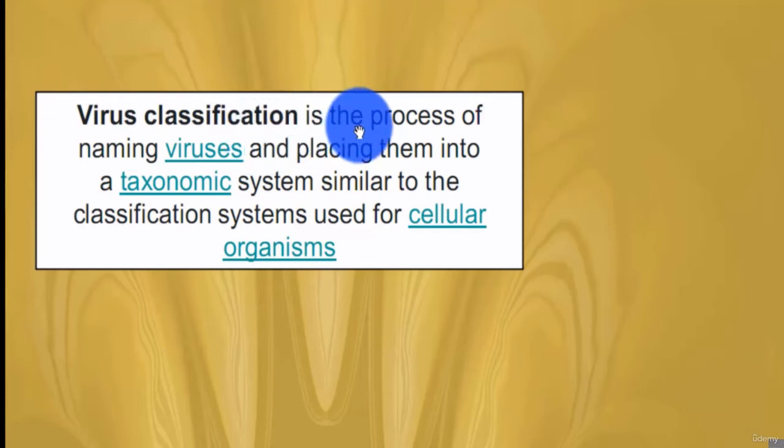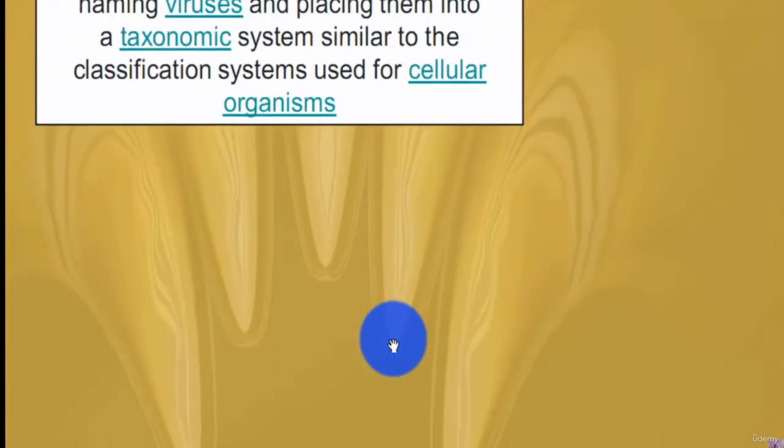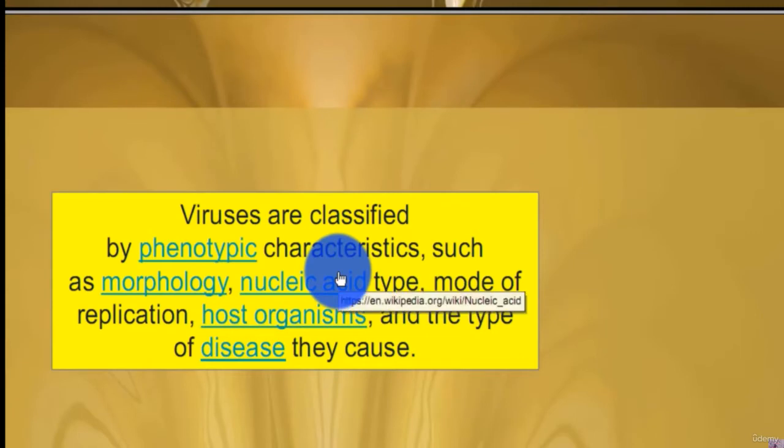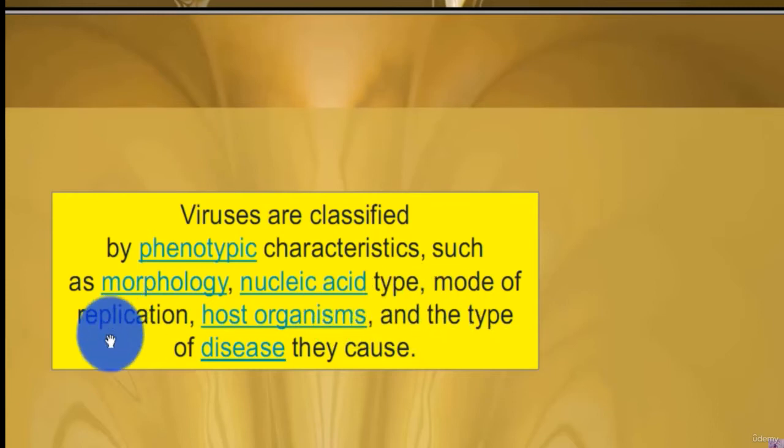Classification is the process of naming viruses and placing them into a taxonomic system similar to the classification system used for cellular organisms. Viruses are classified by phenotypic characteristics such as morphology, nucleic acid type, mode of replication, host organisms, and the type of disease they cause.